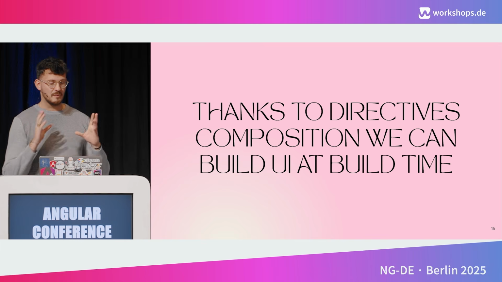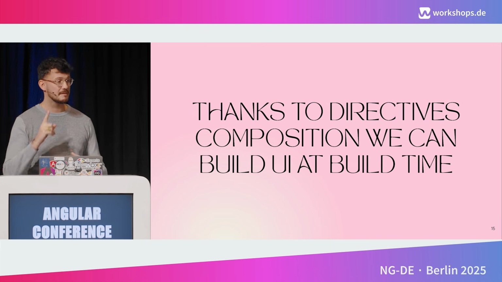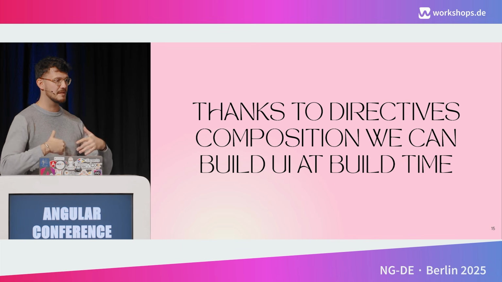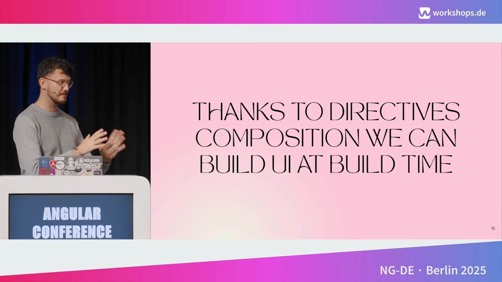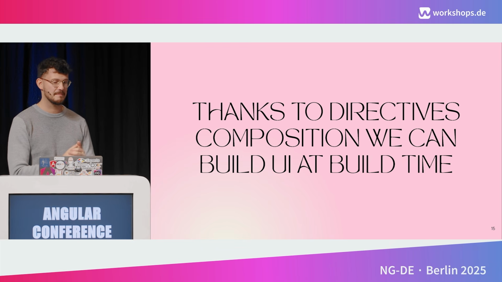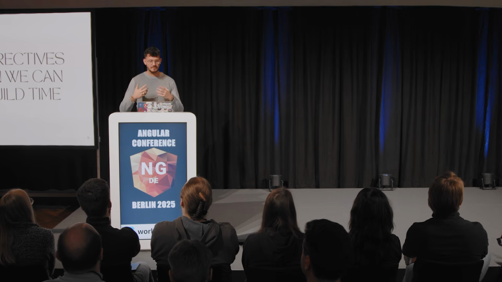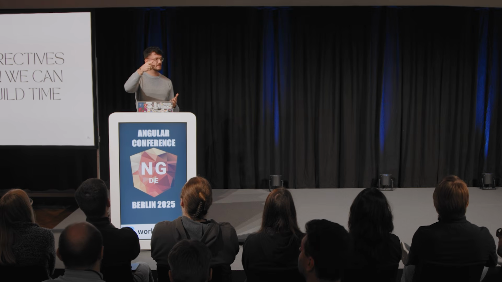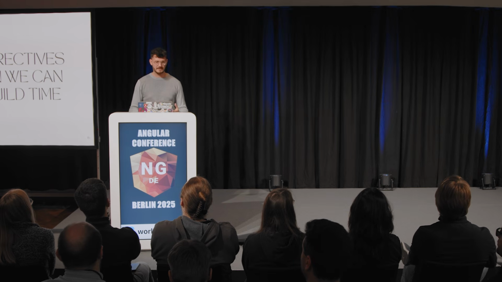Okay. So thanks to directive composition, we can build UI at build time. Okay, only at build time. So currently we can compose our UI. That's true, but at build time, and it's not enough for our needs nowadays. Nowadays we want to build our library or UI view at runtime. Maybe when you click on something, or I don't know, right?